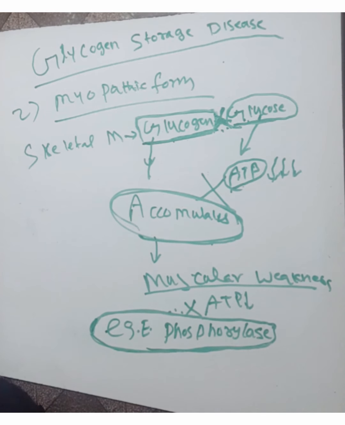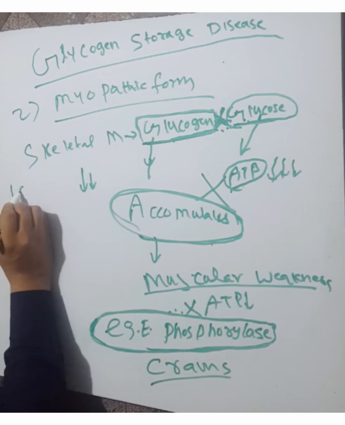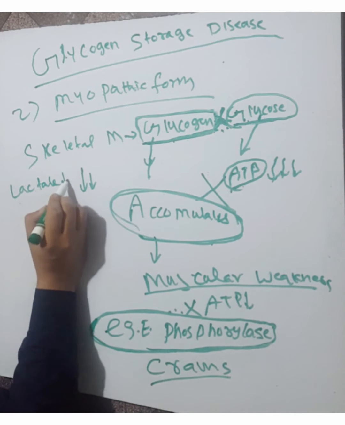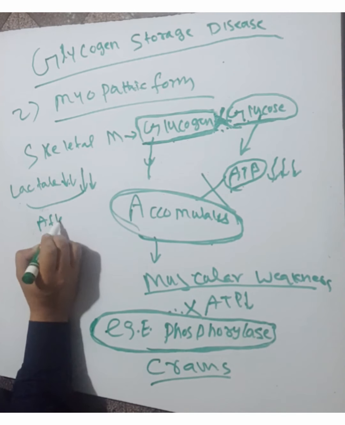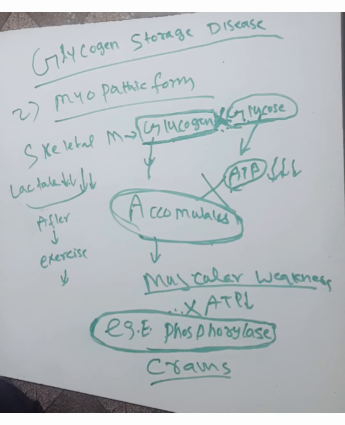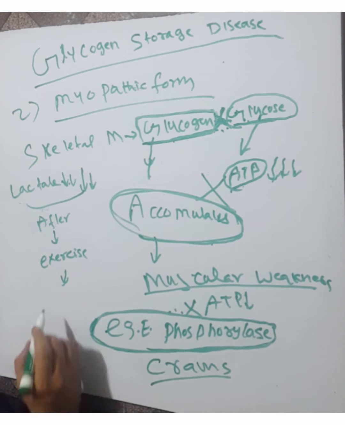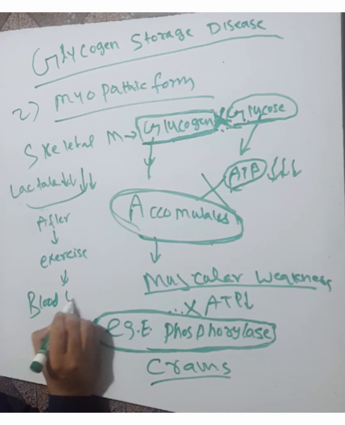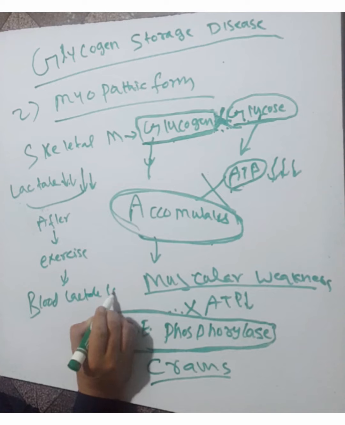Clinically, in the myopathic form of glycogen storage disease, there are muscle cramps. The lactate level in the blood decreases after exercise, so the blood lactate level will be low in these cases.